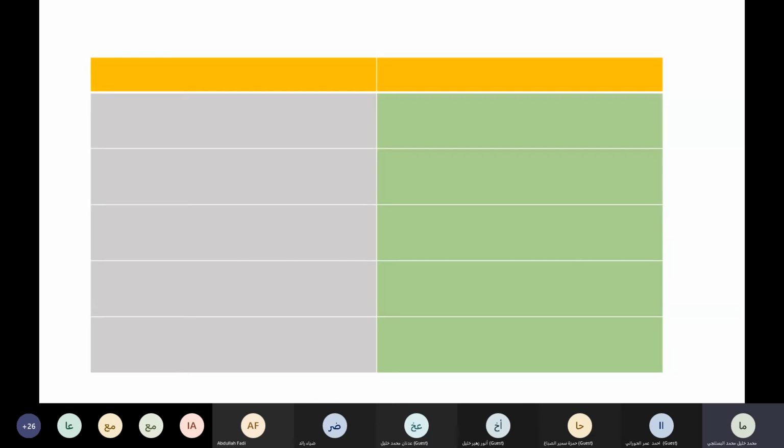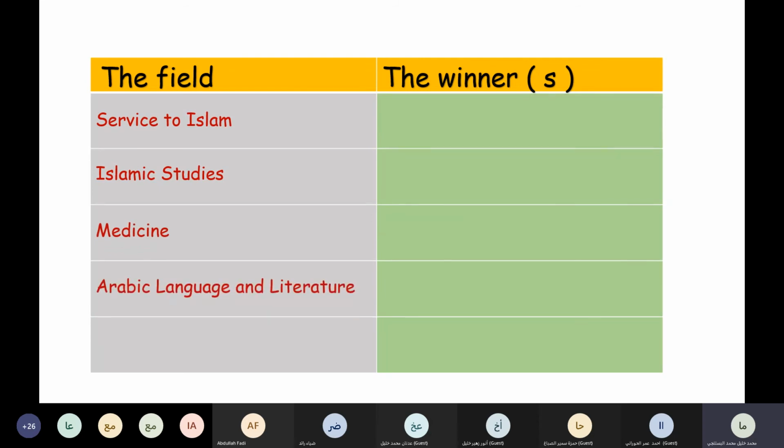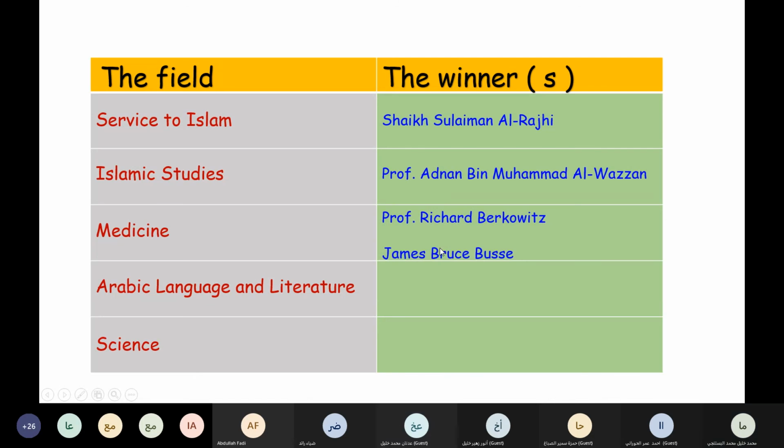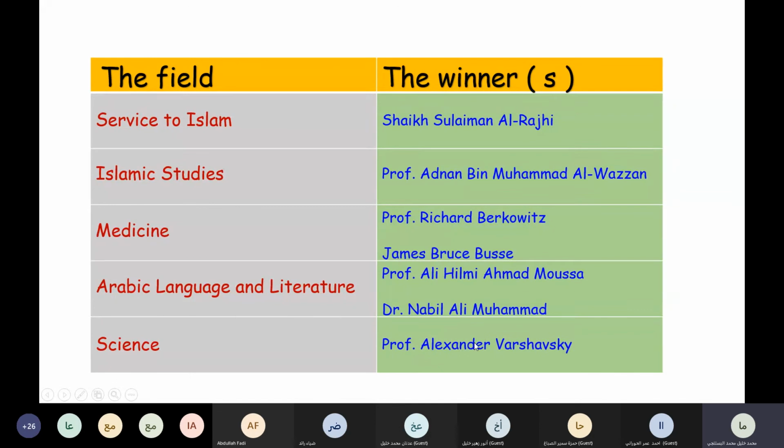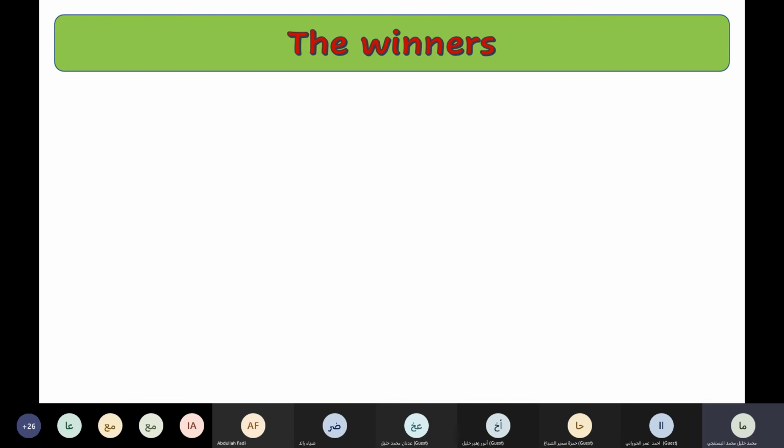Look here, we have just a revision, the field and the winner. As we said, here we have 5 prizes, 5 fields: service to Islam, Islamic studies, medicine, Arabic language and literature, science. The first was for Sulaiman al-Rajhi, Islamic studies for Adnan al-Wazan, medicine for Prof. Richard Berkowitz and James Bussell, Arabic language and literature for 2 professors, Ali Musa and Nabil Muhammad, and the science prize for Prof. Alexander Forshavsky.